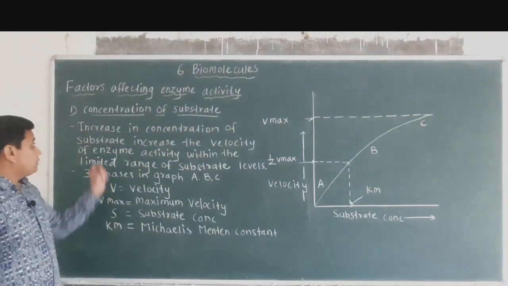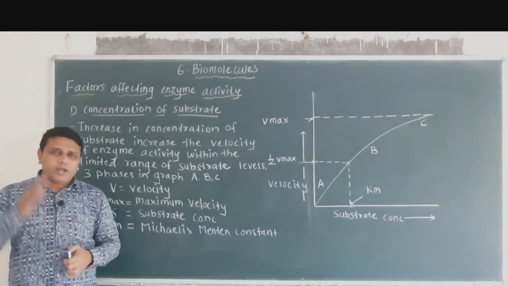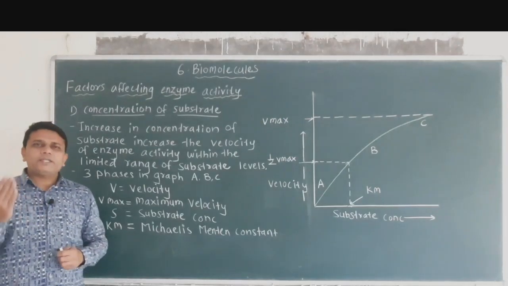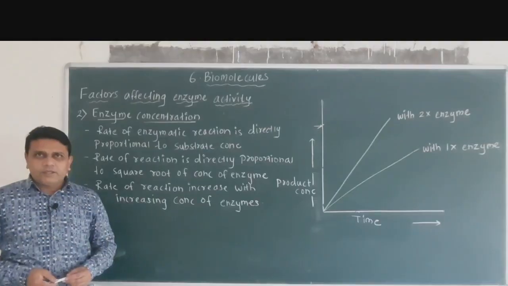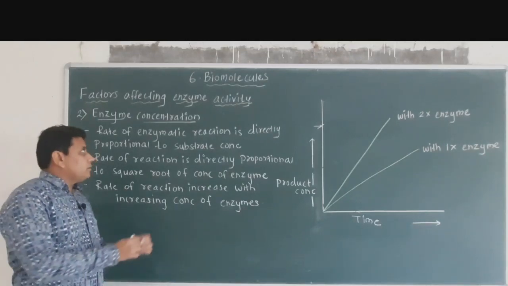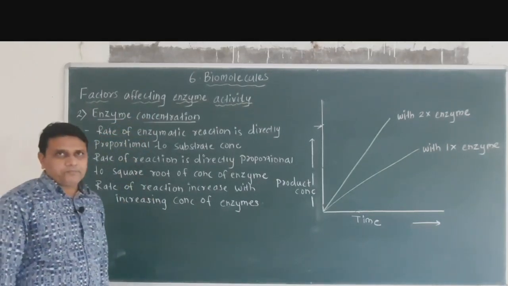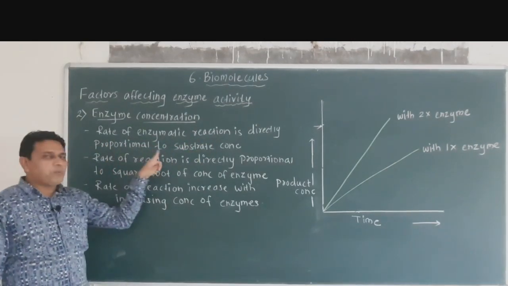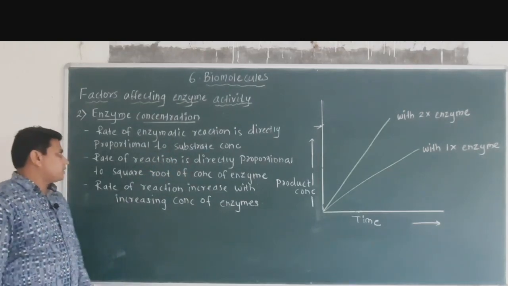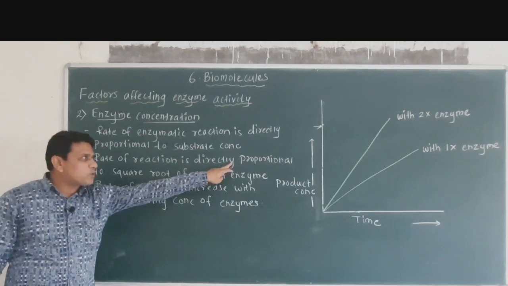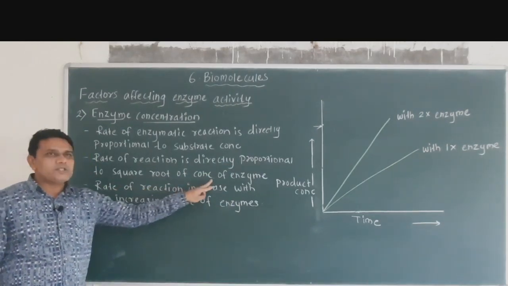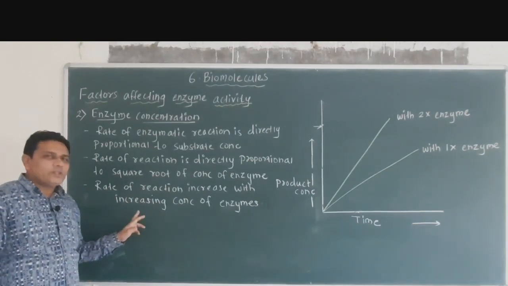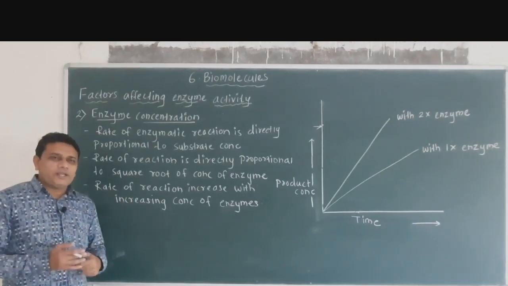So as there is increase in the substrate concentration, the velocity of enzyme activity also increases. Then the second factor is enzyme concentration. Now the rate of enzymatic reaction is directly proportional to the substrate concentration. Then rate of reaction is directly proportional to square root of the concentration of enzyme. That means the rate of reaction increases with the increase in the concentration of enzymes.